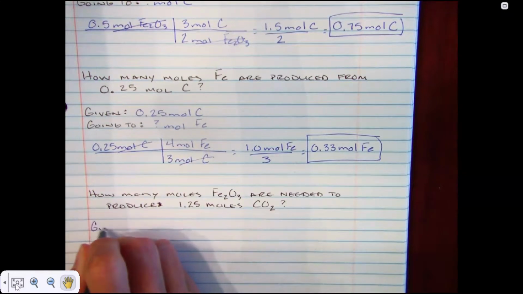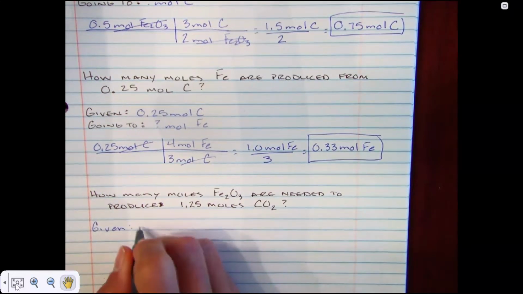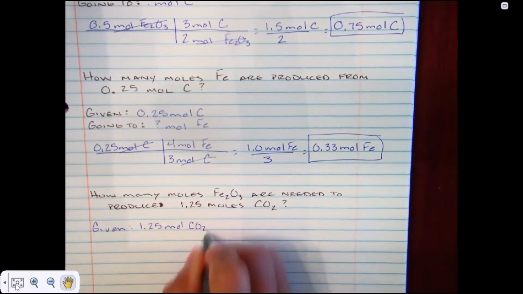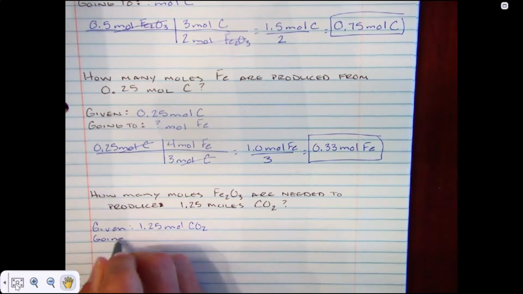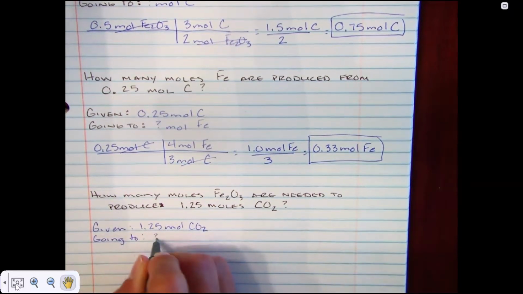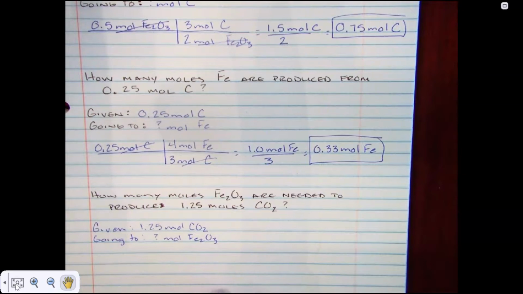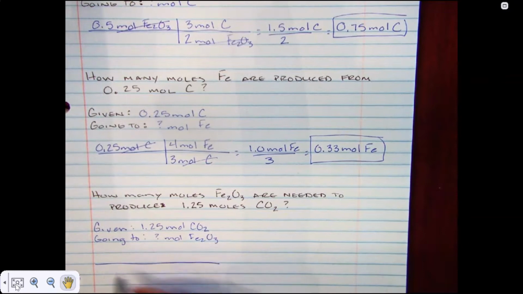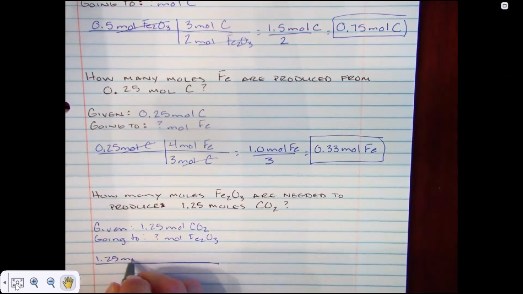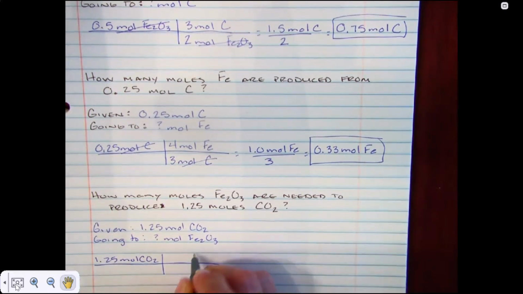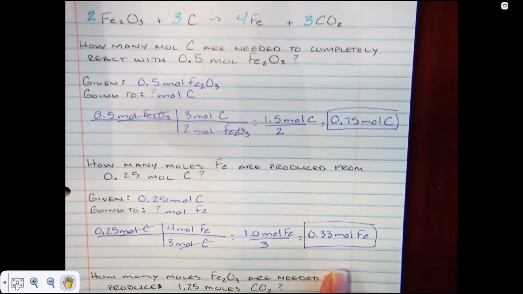Our given, in this case, is 1.25 mole CO2. We're going to question mark mole Fe2O3 using that same balanced equation we used before. Set up our T-chart. We have 1.25 mole CO2. Remember, that means that CO2 is going to go on the bottom. Fe2O3 is on top. We go back up and look at that equation.